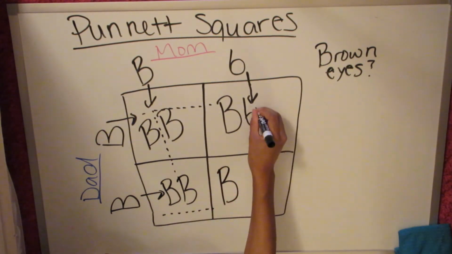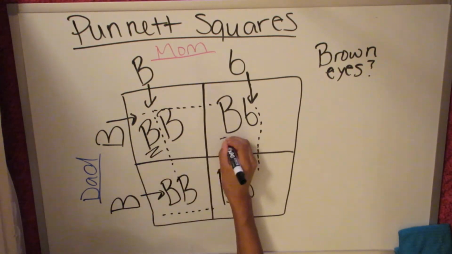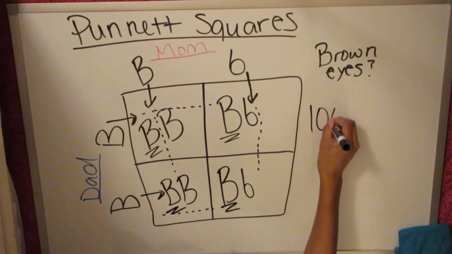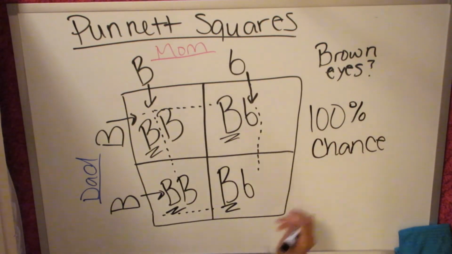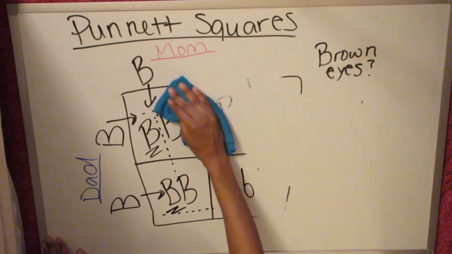At the end of me drawing this, if you look at all of the boxes, each one has a big B. That's a dominant trait. That means that there's a 100% chance that that offspring is going to have brown eyes.